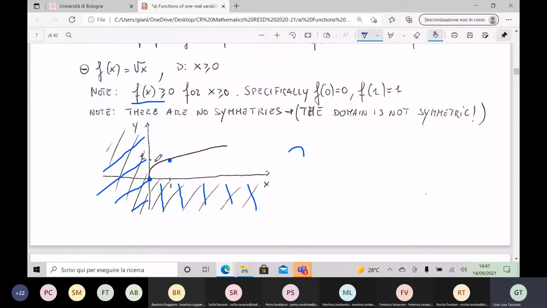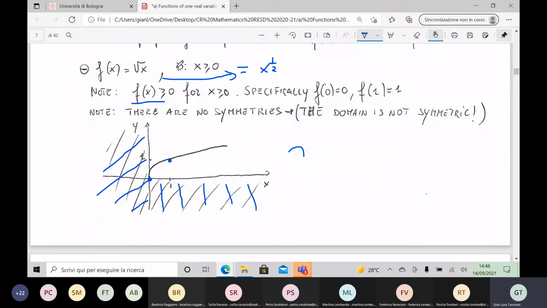Now pay attention, or add it to your notes. How can you rewrite the square root of x, guys? As x to the power 1 over 2. So what kind of function is this one? Have you ever seen a function like this one? Yes, it's a power function.